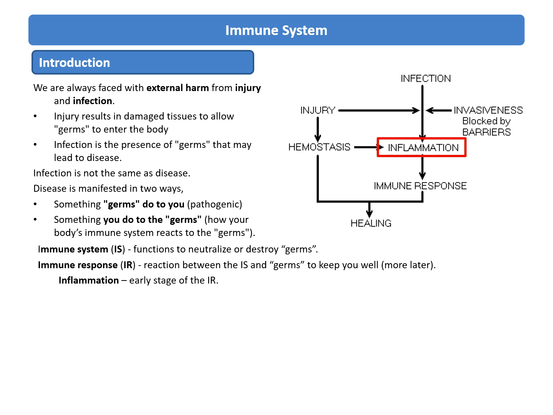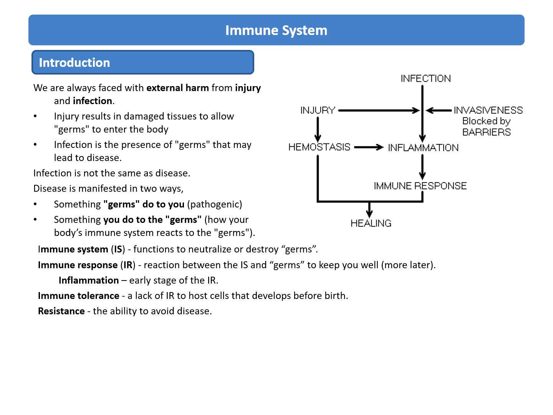Inflammation is an early stage of the immune response. Immune tolerance is a lack of immune response to host cells. This develops before birth. Resistance is the ability to avoid disease. Susceptibility, on the other hand, is the lack of resistance.